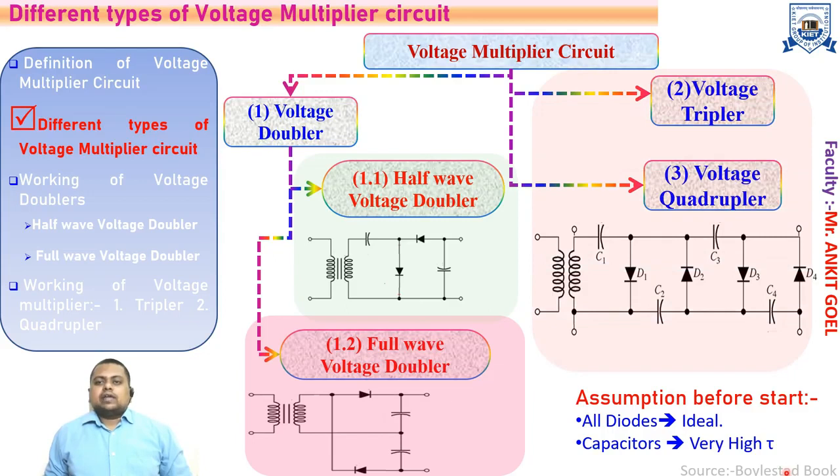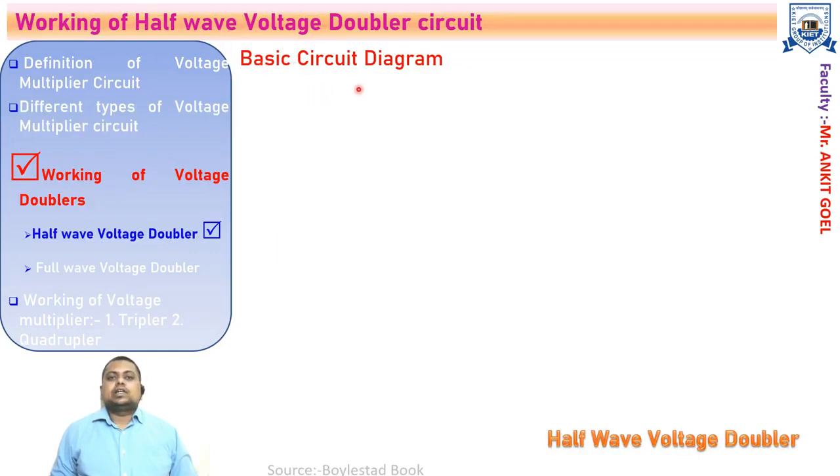The assumption which I will take for understanding the working of the voltage multiplier is that all the diodes which I will use to make these circuits are ideal in nature, and the capacitors which I am using in these circuits have a very high time constant, so that they will retain the charge for a particular number of cycles. Let's discuss the basic circuit diagram of the half wave voltage doubler circuit.